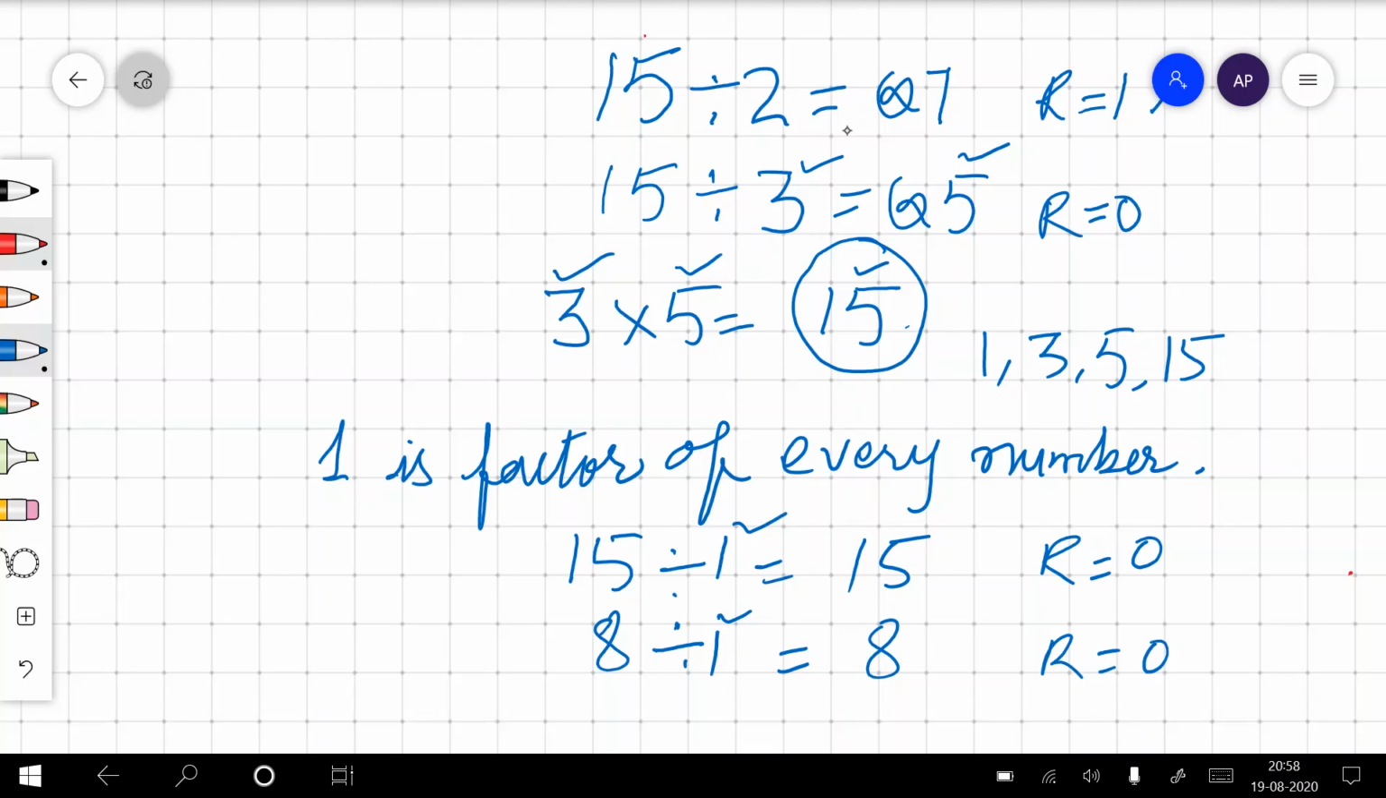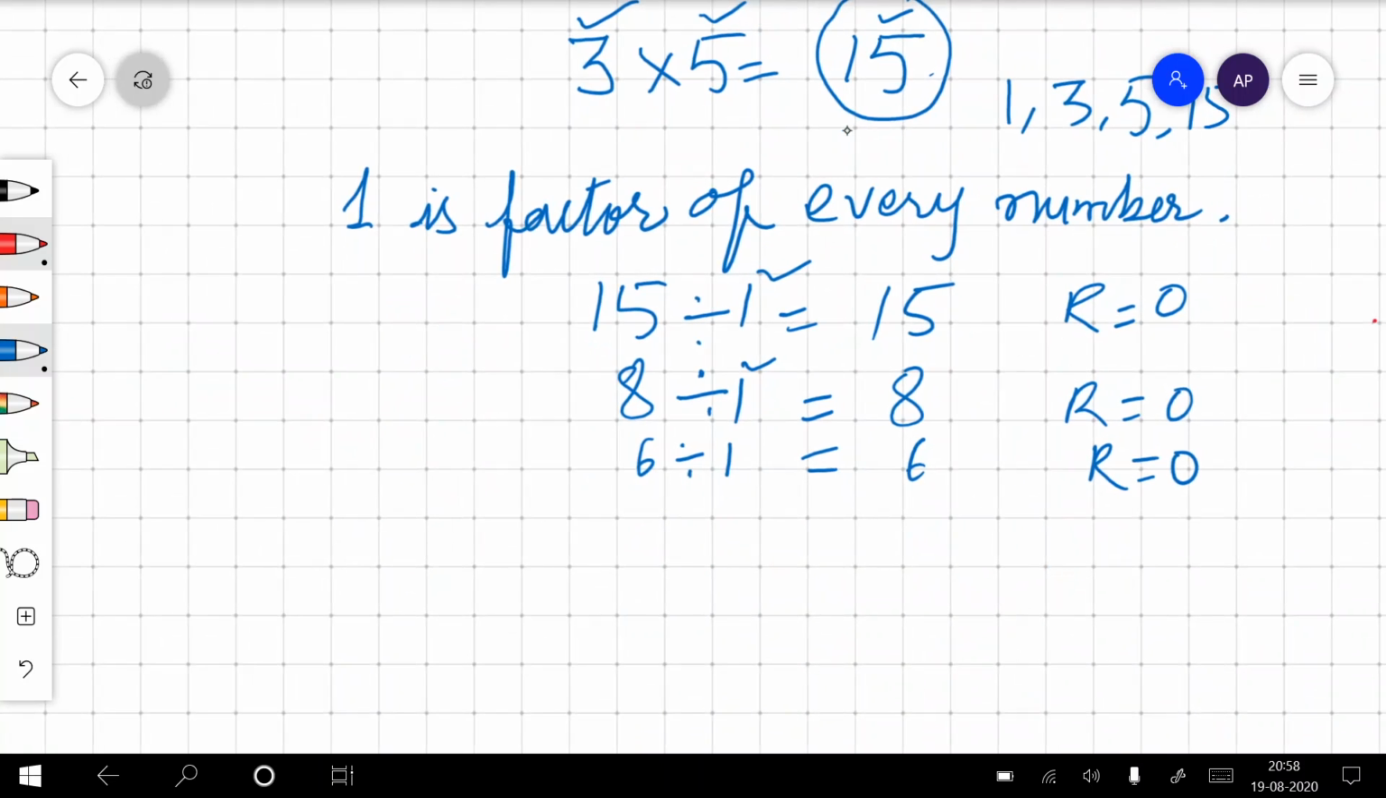Take any number. If you are taking 7 or 6, suppose 6 divided by 1 is equal to 6 and the remainder is again 0. So it means 1 is a factor of every number. Whatever number you call, 1 will be a factor of that number. This is the first property of the factor. Now I said to you every number is a factor of itself.